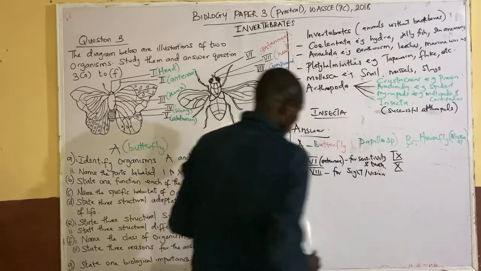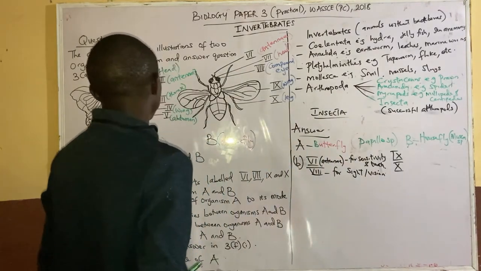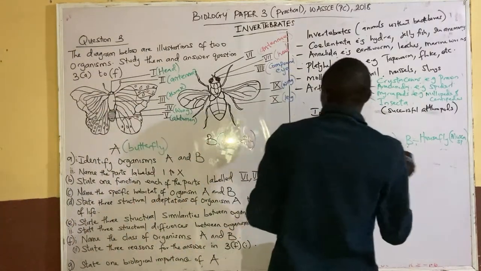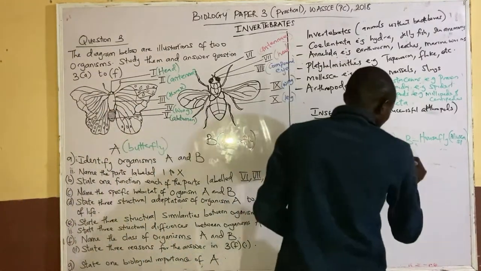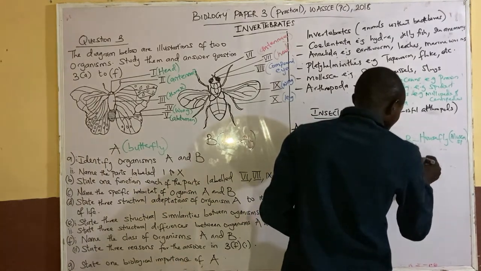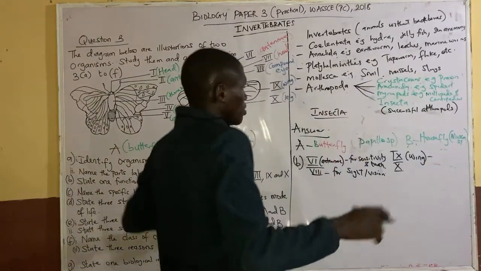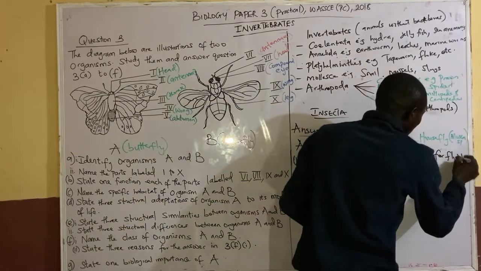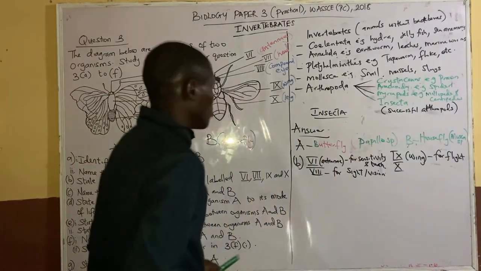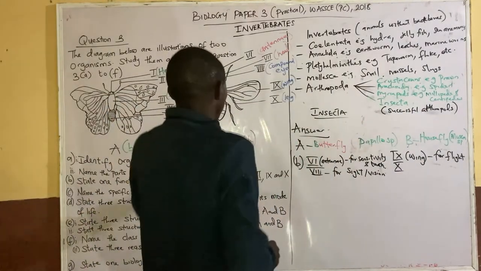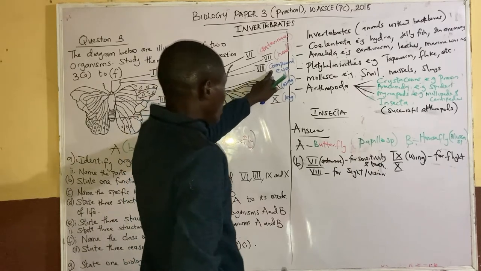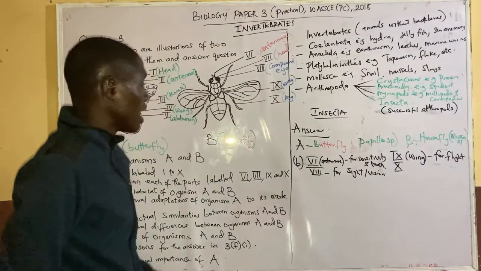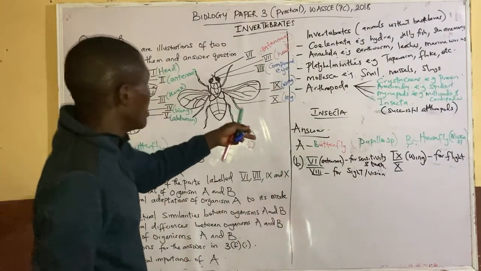Now, we have number 9, which is the wing. The wing is used for flight, for flying. So 8 is the compound eyes, which is used for sight or vision. Number 9 is the wing, which is used for flight. And number 10 is the leg.